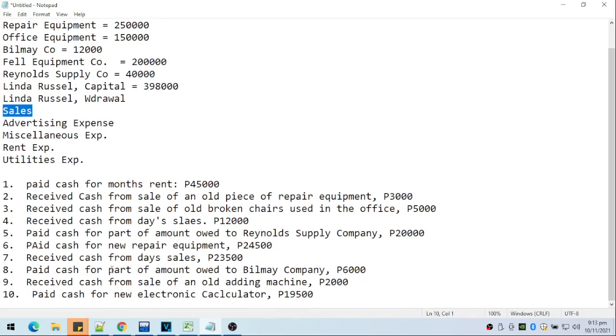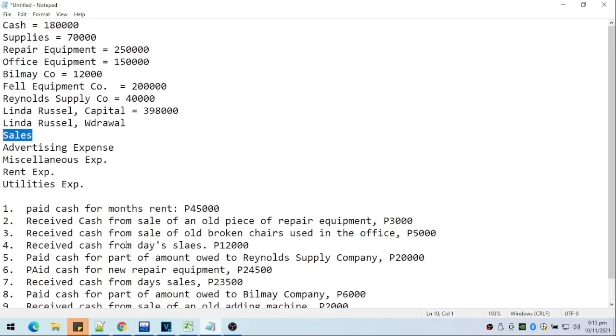Number 8, paid cash for part of amount owed to Bill Make Company amounted to 6,000. So what are the accounts affected? We have cash, because we paid cash, and Bill Make Company. So if we pay cash, that will decrease our cash, and cash is an asset. So to decrease cash, we place that on the credit side or the right side, and that will also decrease our liability. So to decrease liability, we have to place it on the debit side.